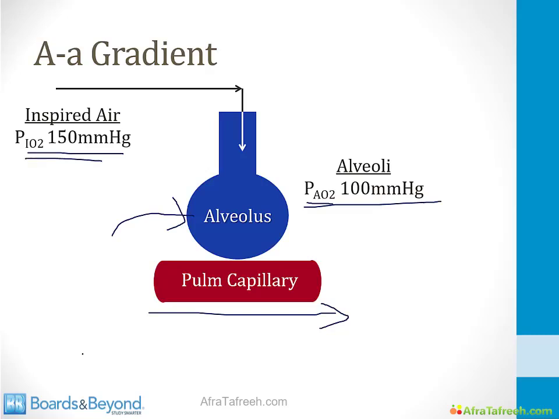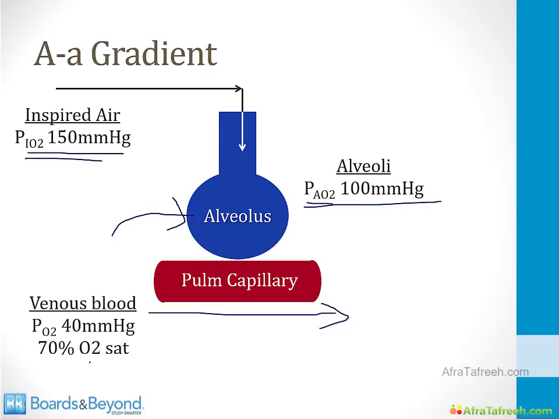Now, blood that is entering the pulmonary capillary is coming from the venous system in the body, and blood in the venous system has a PO2 of about 40 and hemoglobin is about 70% saturated with oxygen. As blood moves through the pulmonary capillary, it completely equilibrates with the air in the alveolus. That means that blood leaving the pulmonary capillary will have an oxygen concentration of 100 millimeters of mercury, just like what you find in the alveoli.